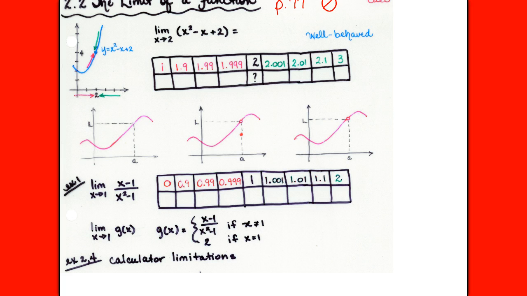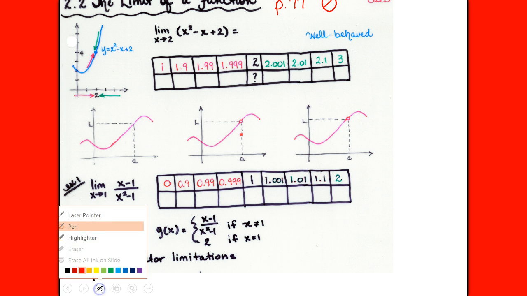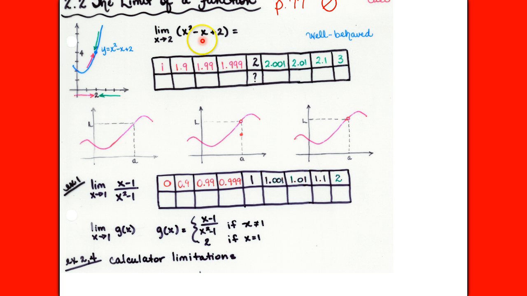A limit is basically what is your y value approaching as you approach your x value from the left and from the right. So let's look at this example that we have here. The limit as x approaches 2 of x squared minus x plus 2. Limit of x squared minus x plus 2 as x is approaching 2.